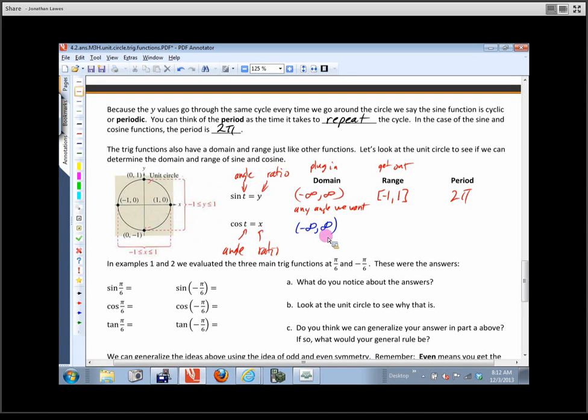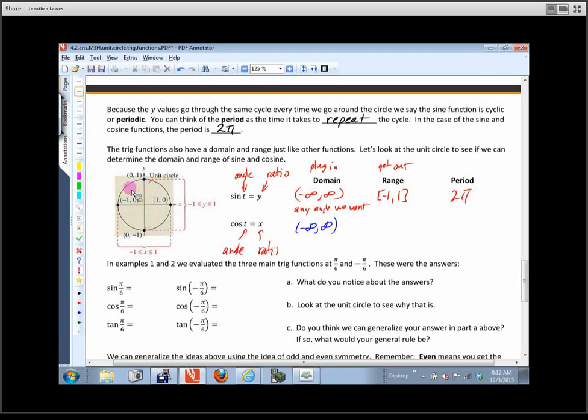Okay, now let's think about the x coordinates that we get out, because the range for the cosine function is the x coordinate on the unit circle. So if I start right here, the x coordinates start out at 1, and then right here the x coordinate is a little bit smaller, and right here the x coordinate is 0. Then what happens?